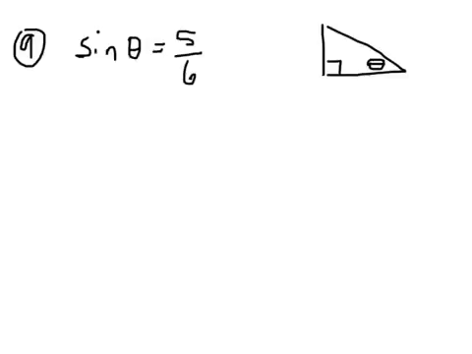Well, if you think about SOHCAHTOA, this is the opposite side. You could label this opposite over hypotenuse. I'm just going to put OPP over HYP, even though it's not taking it all. So the opposite of the angle is 5, and the hypotenuse is 6.